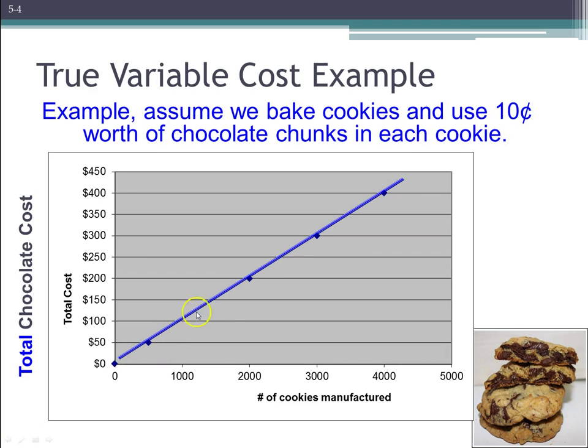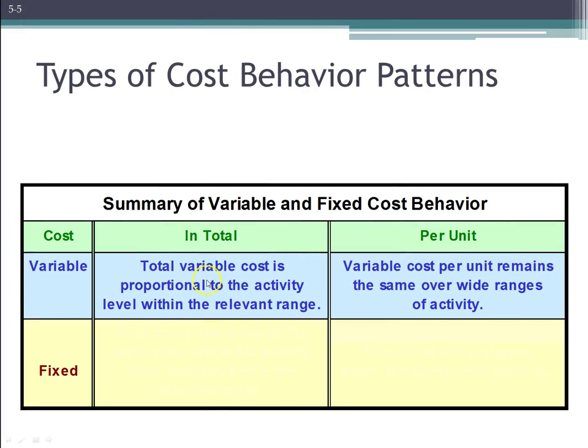And it's got this very linear relationship between the amount of activity, meaning the number of cookies that we manufacture, is directly proportional to the total cost of chocolate, right? If we were to bake 1,000 chocolate chunk cookies, then our total cost would be $100 for chocolate alone. Same thing, as we bake 2,000 cookies, then our total cost would be $200. So our total chocolate cost goes up proportional to the total number of cookies that we bake. That's an example of a true variable cost. And that's, remember, in total. Our total cost goes up based on activity.